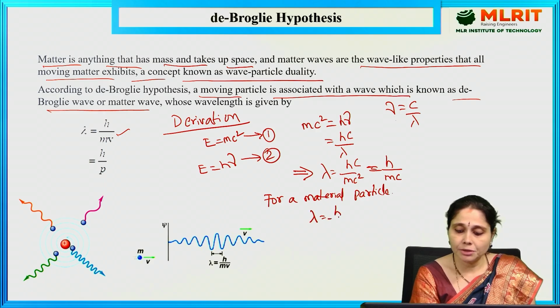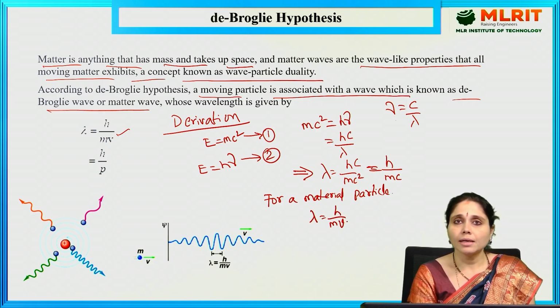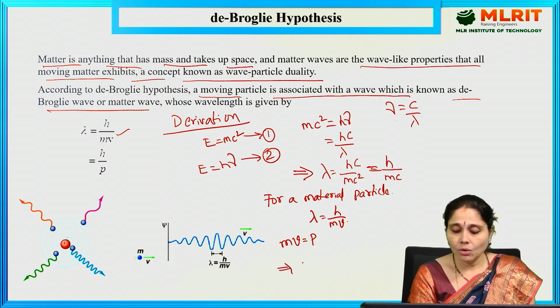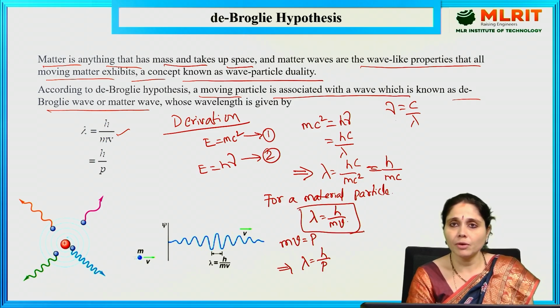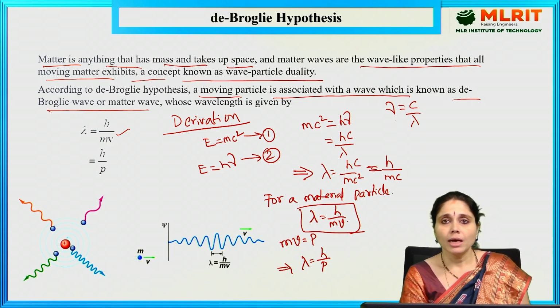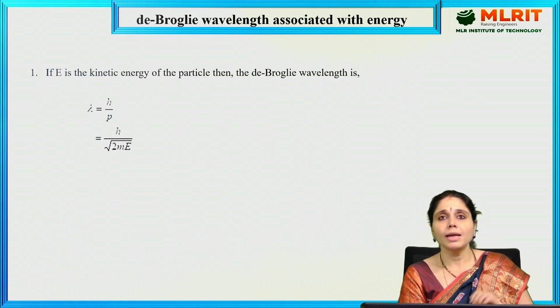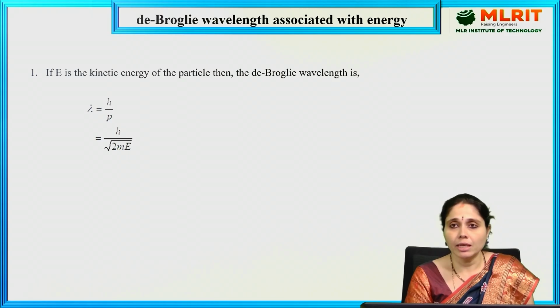For a material particle, lambda is equal to h by mv. Got the equation? Lambda is equal to h by mv, right? And mv is the momentum, so it can be written as p. So wavelength lambda is equal to h by p. This is our required equation, the relationship between the mass of a particle and its velocity to the wavelength of a wave. This is the famous relationship, the basic relationship that in quantum mechanics we deal with the most.